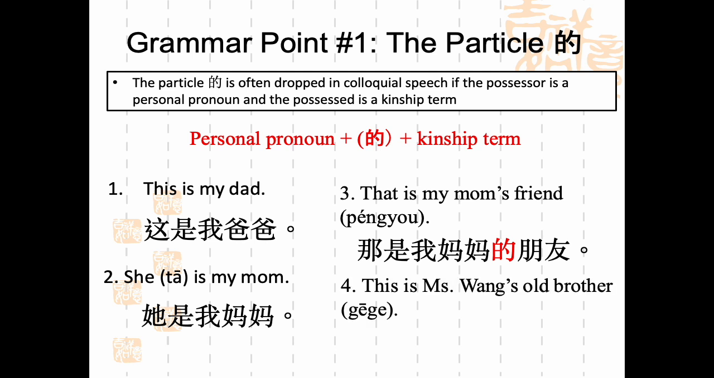Number 4. 中文怎么说 This is Mrs. Wang's older brother. And to say older brother, you can say 哥哥. So you would say 这是王小姐的哥哥. So here again, notice how we include the de, because Miss Wang, Wang Xiaojie, is not a personal pronoun.